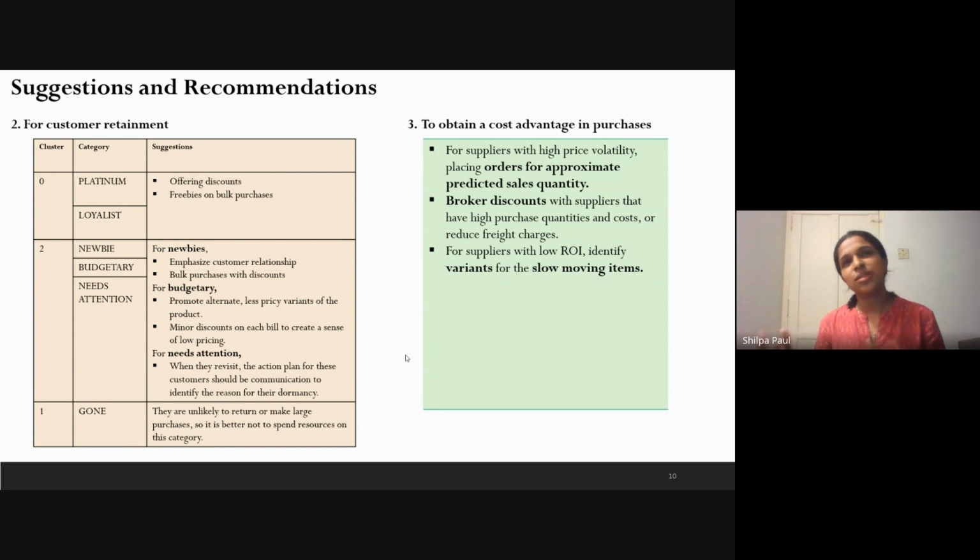And for those suppliers that had low ROI values, we could either discuss with them whether there are any other variants available, or if they know of a variant that's moving well in certain other places, that could be put into the shop just to check on.